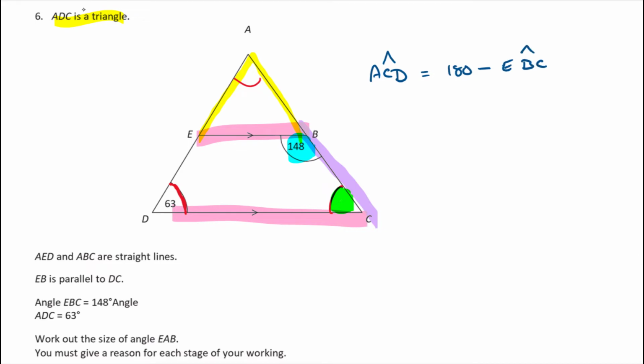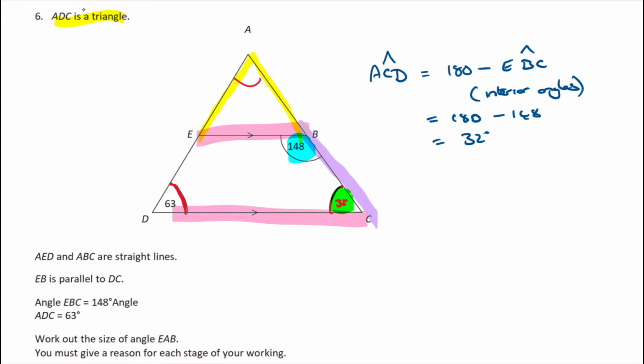And the reason for that is they are interior angles of a pair of parallel lines, which is 180 minus 148. And 180 minus 148 is going to be, what's that, 32 degrees. Okay, so that one down there is 32 degrees.